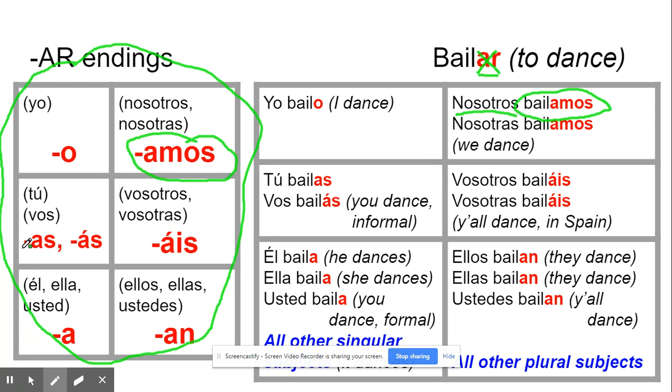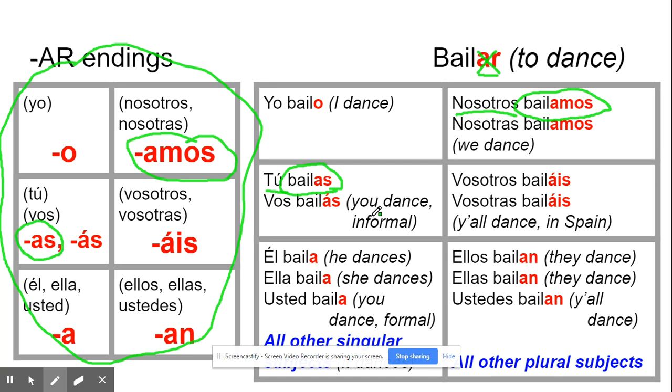If I put AS as my ending, then we have the word bailas. And bailas matches the subject tú. So bailas means you dance, and it is in an informal situation. Anytime you add an ending, that ending determines what the subject of the sentence is. So it works for all of the different categories that I have on here. Each of the 6 categories has its own ending. We practiced this a few weeks ago. You guys did a great job on it.